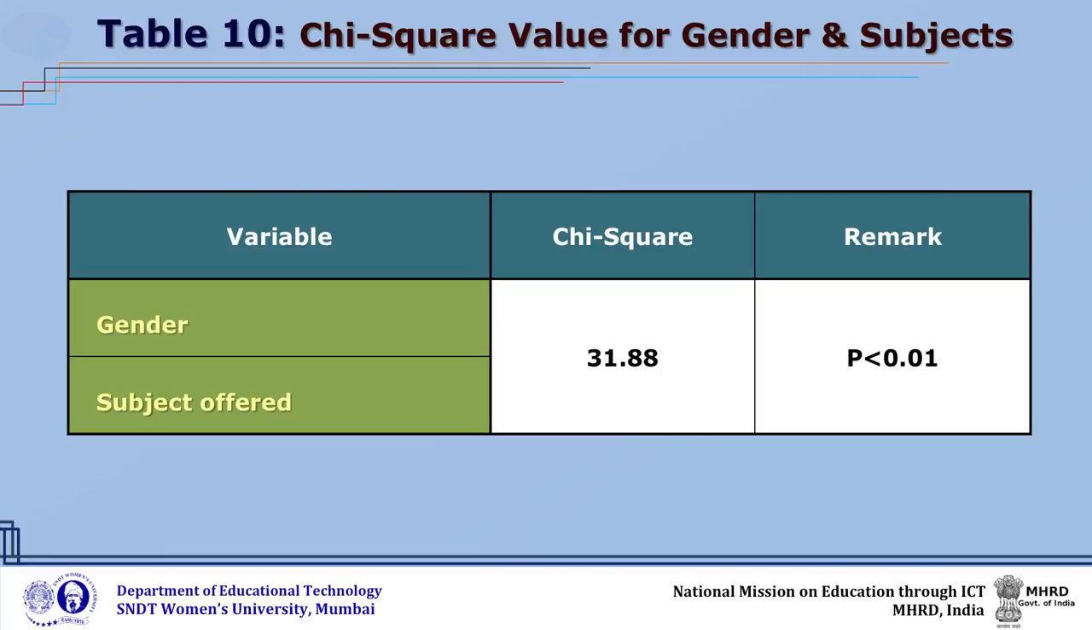From table 10, it can be seen that the chi-square value is 31.88, which is significant at 0.01 level with DF equal to 2. It shows that gender and subject offered are significantly associated. Thus, the null hypothesis that there is no significant association between gender and subject offered is rejected.